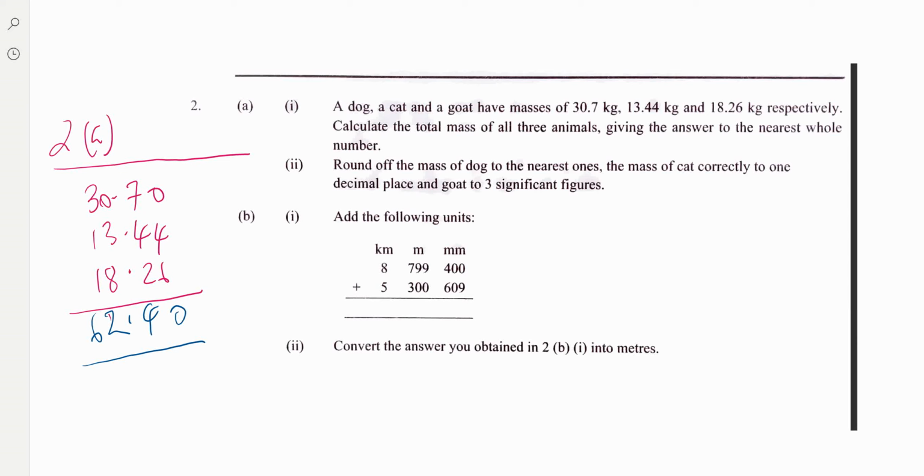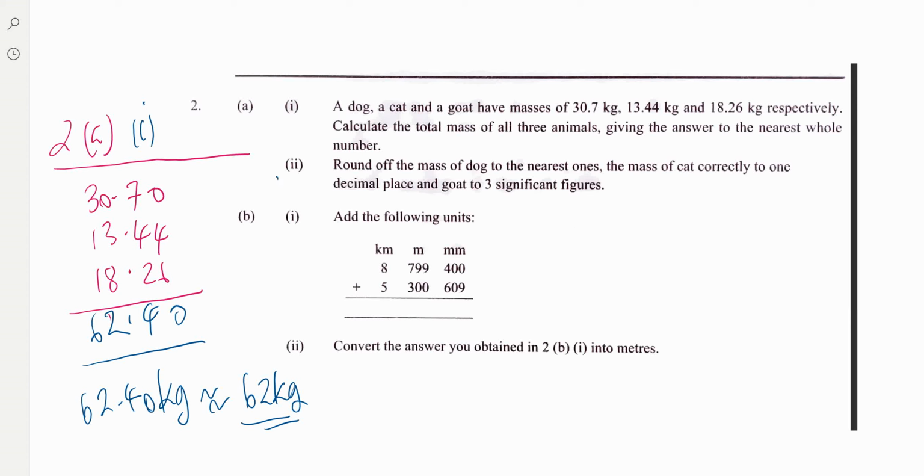So 62.40 kilograms. This is approximately equal to 62 kg, dear students, because we're supposed to approximate it correctly to the nearest whole number. So that is 2A part 1.